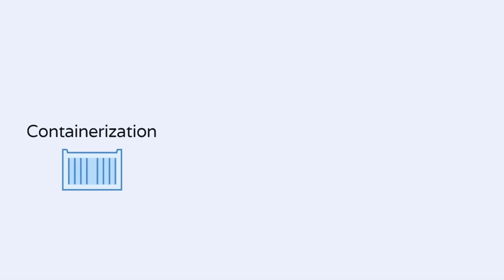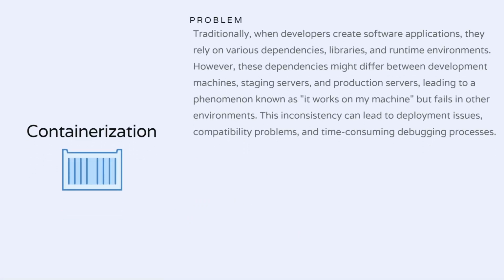So let's talk about containerization. Now you can understand this slide more clearly. Traditionally there is a problem: when developers create a software application, they rely on various dependencies, libraries, and runtime environments. However, those dependencies might differ between development machines, staging servers, and production servers, leading to a phenomenon known as "it works on my machine, but fails in other environments." This inconsistency can lead to deployment issues, compatibility problems, and time-consuming debugging processes.